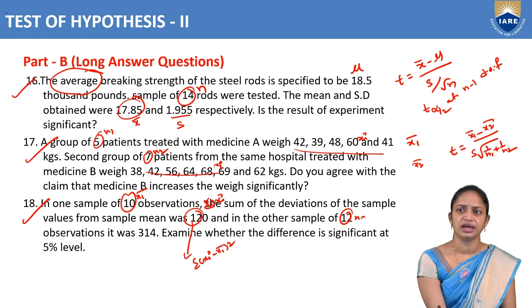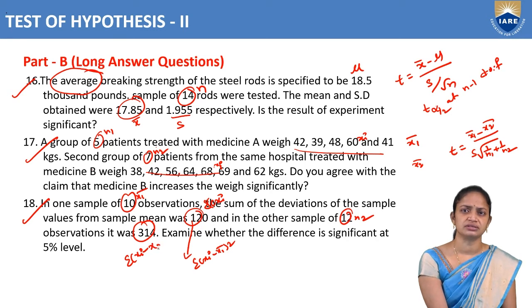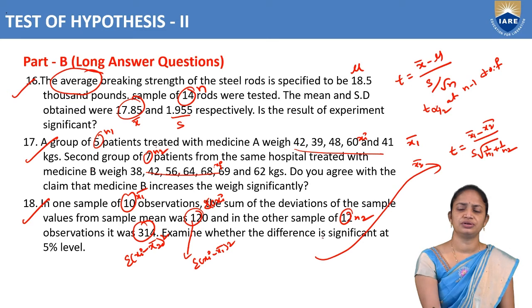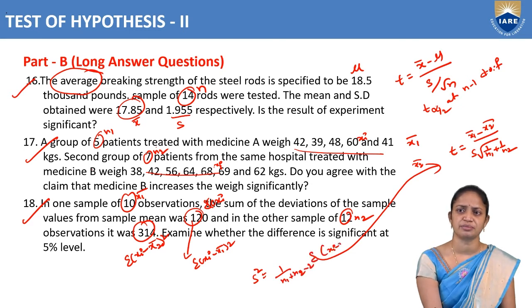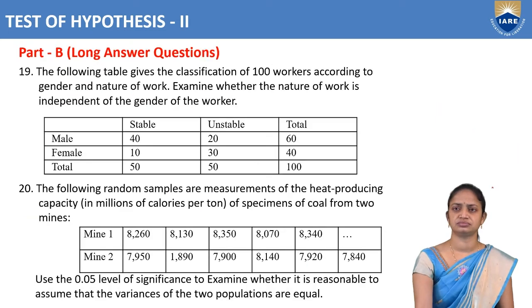So this is n2 value, and they have given the summation of xi minus x2 bar whole square. So we have to use the same procedure. For finding the s value, we know that s square equals 1 by n1 plus n2 minus 2 into summation xi minus x1 bar whole square plus summation xi minus x2 bar whole square. Otherwise we can use the F distribution also.